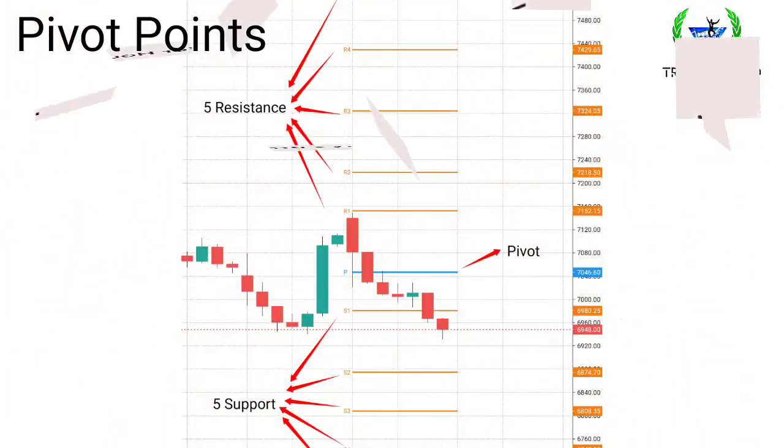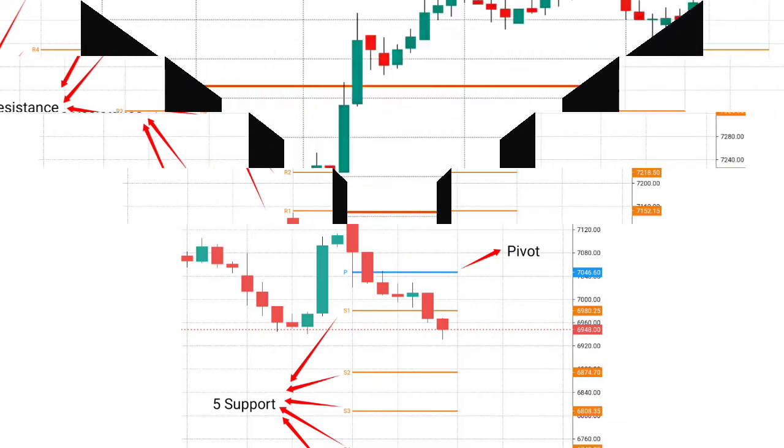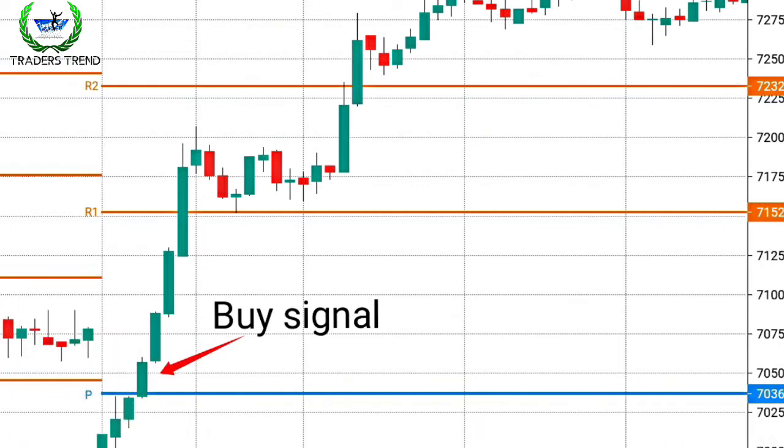And the next one is the pivot point chart. You can see that the central blue line is the pivot line, the central line, and the upper lines are the 5 resistance lines, and the lower lines are the 5 support lines. Here you can see the pivot point is the blue line, and then resistance 1 and resistance 2 on the upper side.